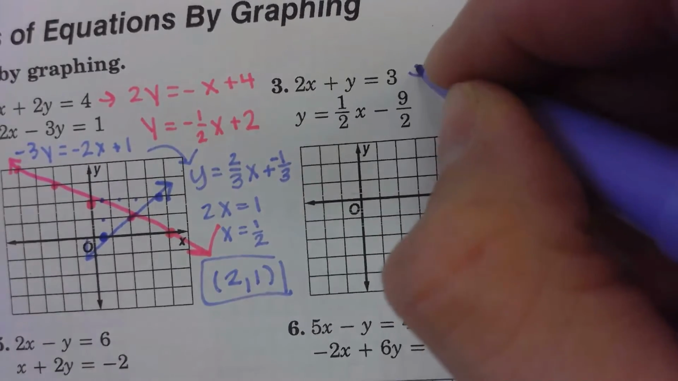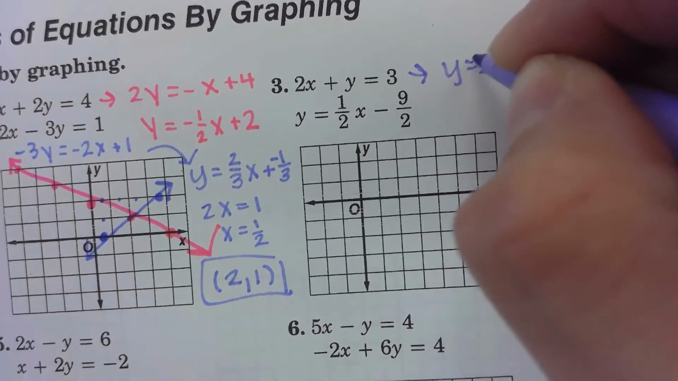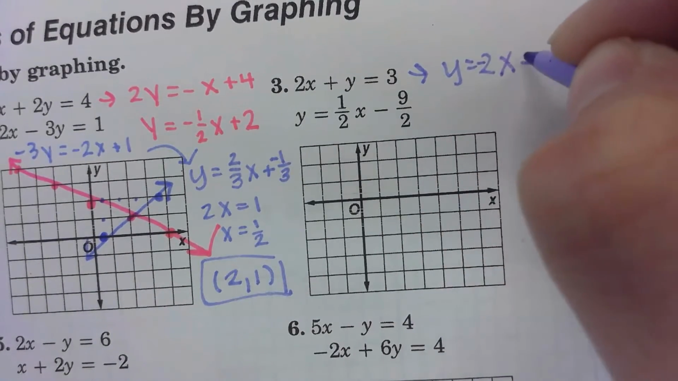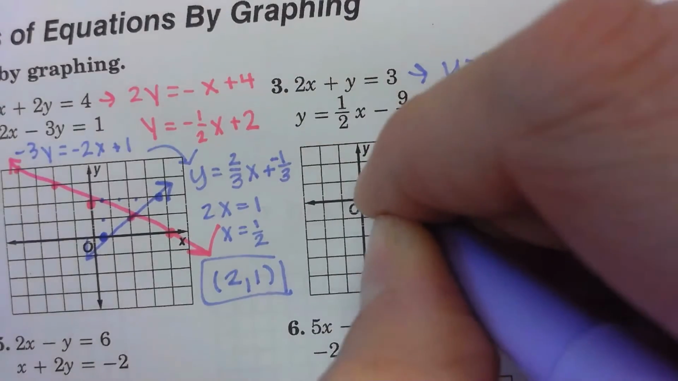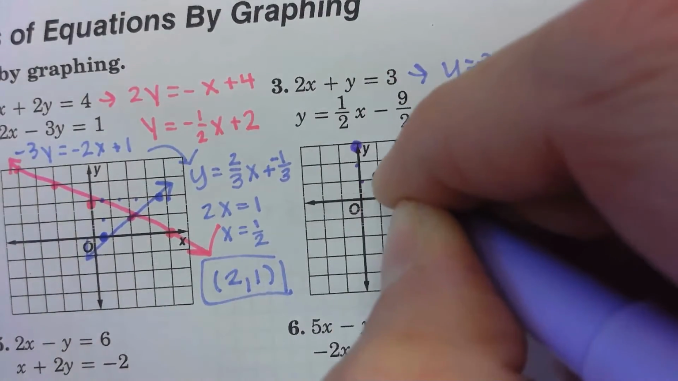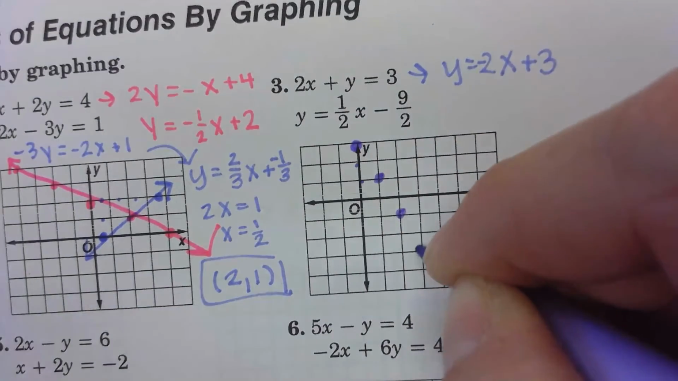In number 3, we're going to subtract over 2x. So I get y equals negative 2x plus 3. I'm going to plot my y-intercept, go down my negative slope.